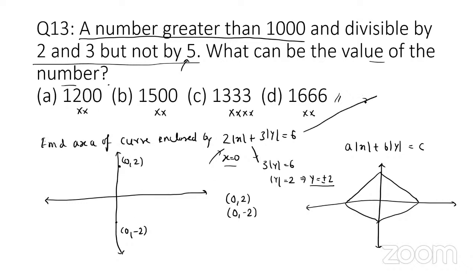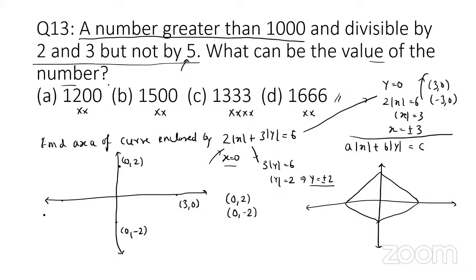Similarly, in the same expression, if I put y equal to 0, I get 2|x| = 6, which means |x| = 3, and the value of x must be plus minus 3. So from here we get two points of the graph of this particular polynomial: (3, 0) and (-3, 0). (3, 0) should be here and (-3, 0) should be here. Now, if I join all these four points, you can see that this figure represents the shape of a rhombus, right?